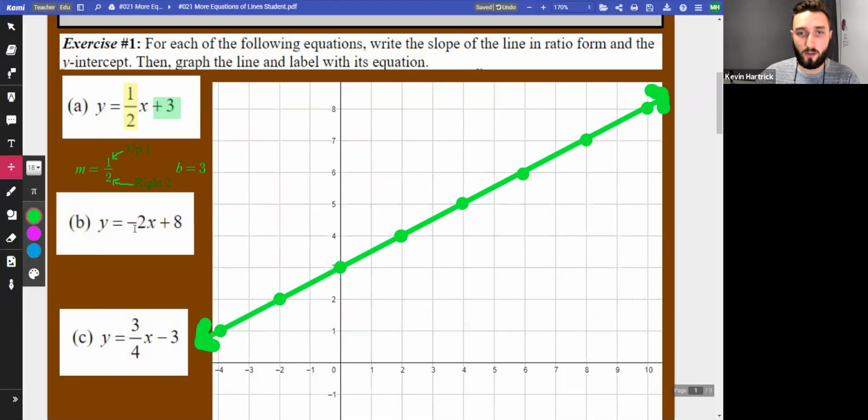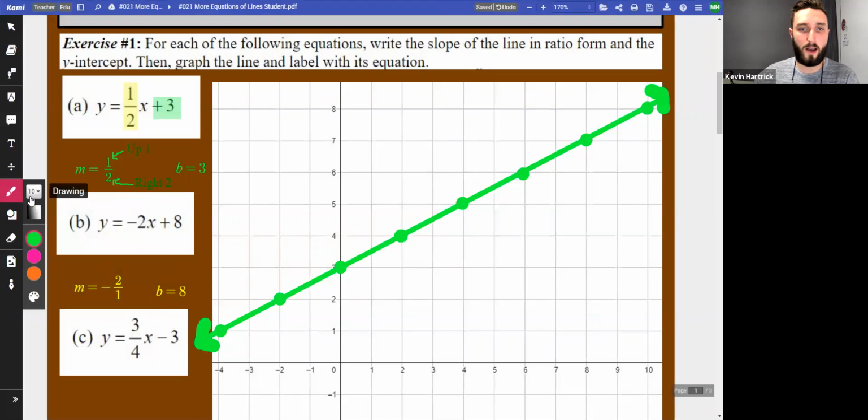Again, my slope is -2. Remember, if we have a whole number, we're going to put it over 1. Okay, so my m equals -2 over 1. And my y-intercept in this case is +8. Again, it comes straight from the equation of the line, right? So let's go yellow on this one.